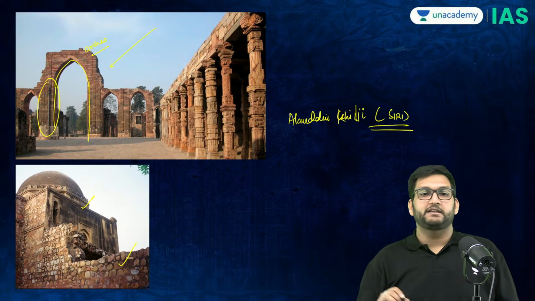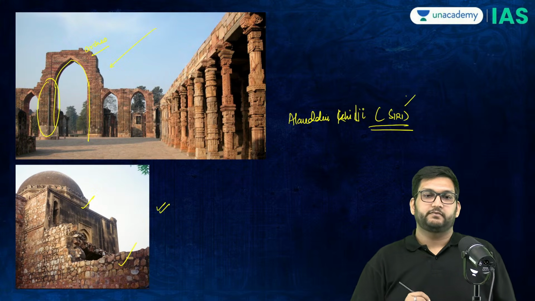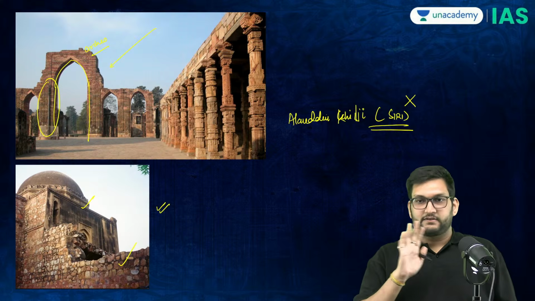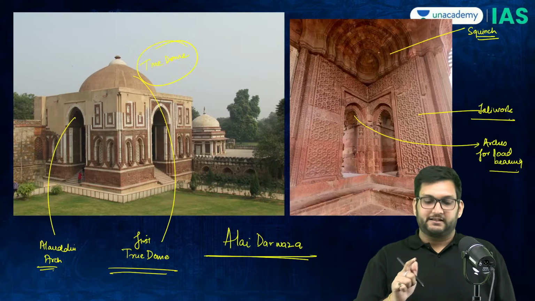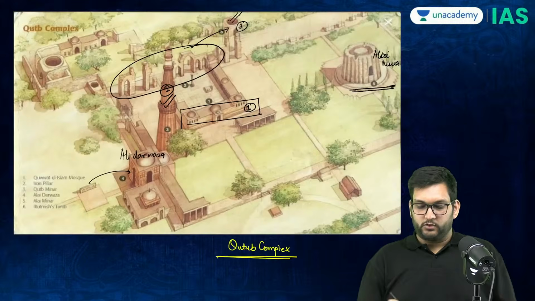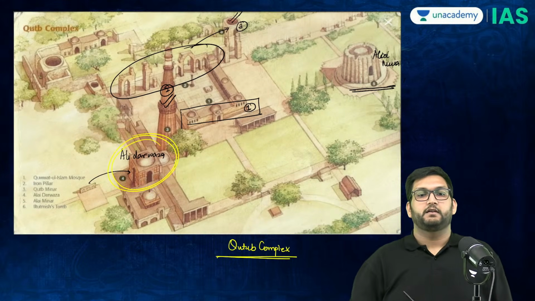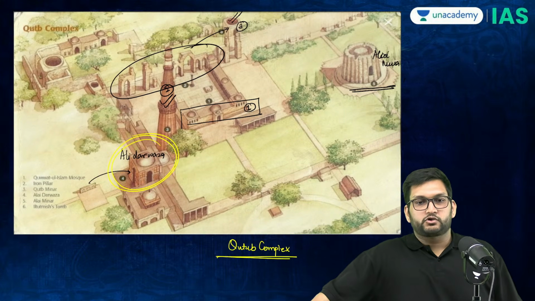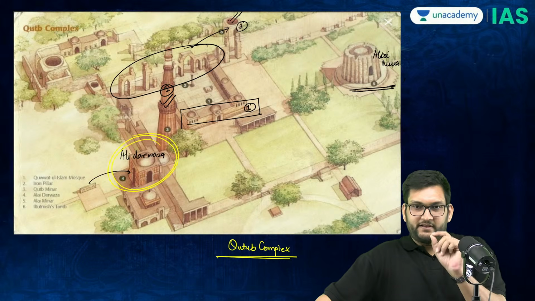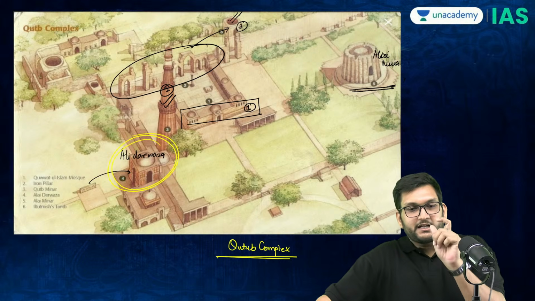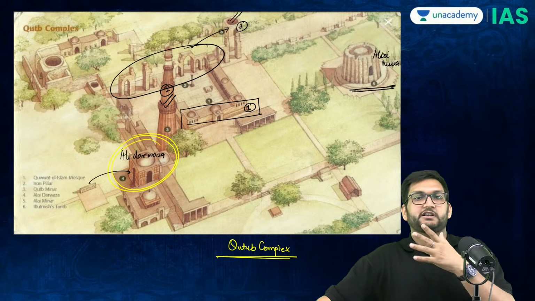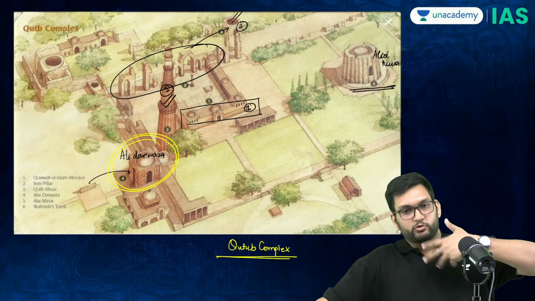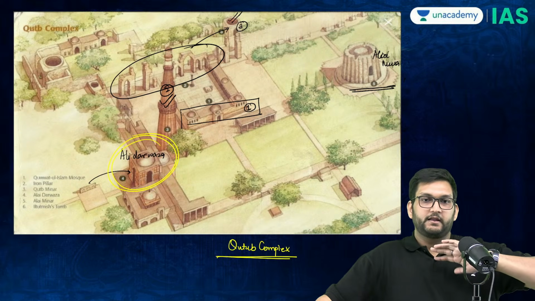Siri is the city which he created, which does not exist. Alai Darwaza is an addition to the Qutub complex. This is the Alai Darwaza. They are different. So very simply, you have to understand that all of this is an addition to the Quwwat-ul-Islam Mosque only. The whole Qutub complex is like this only.